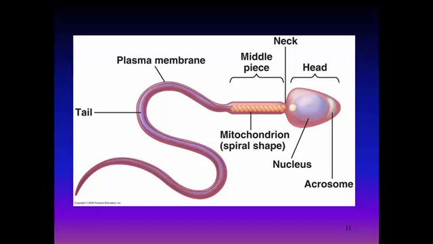Here's a good picture. Mature sperm has flagella attached to pretty much just a nucleus. The head of the sperm contains only the DNA and a cap called the acrosome on top of it. It's going to help break down the shell, or the zona pellucida, of the egg.